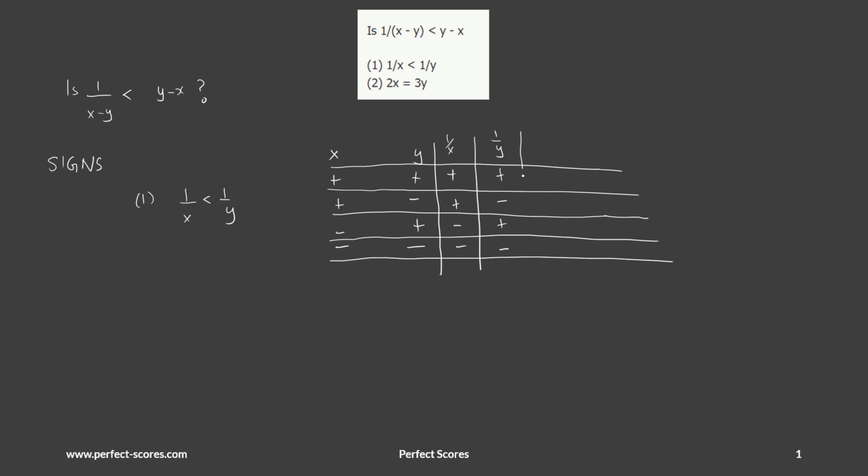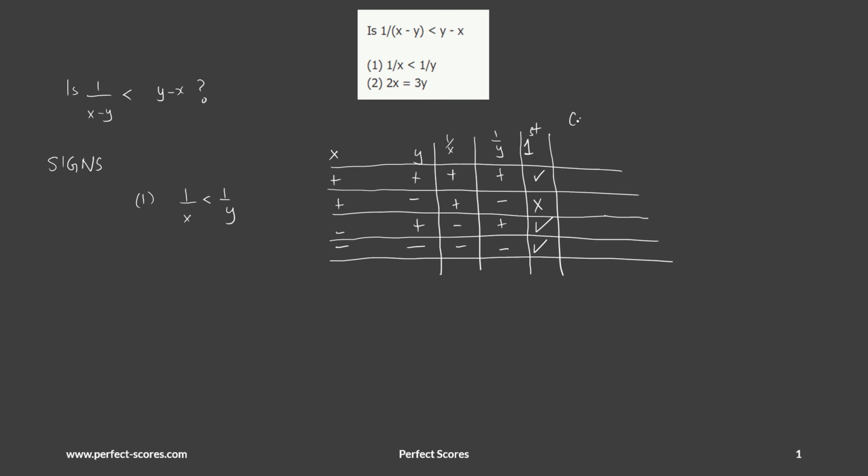First of all, it has to match the statement, that is, 1 over x has to be less than 1 over y. Is it possible in this case? Yes, it's possible because positive can be less than positive. It will not be possible in this case because negative can't be greater than positive. It will be possible in this case because positive can be greater than negative. It will be possible in this case as well. So this is the only case where it is not possible.